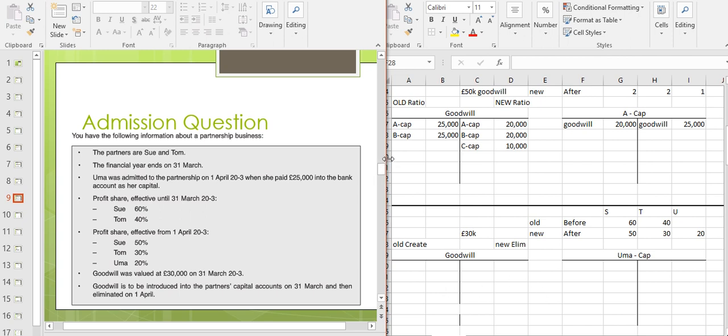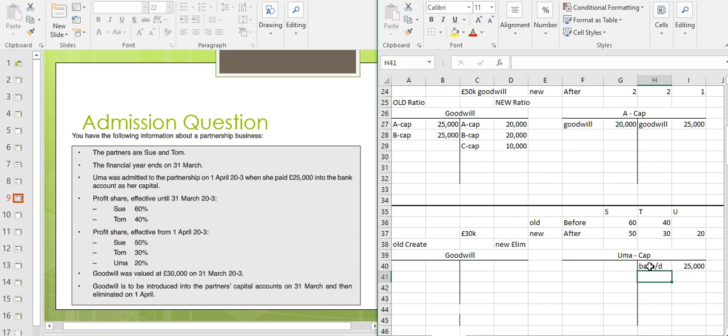Let's have a look. I'm just going to move that a little bit over there. Okay, so first thing I would do is I would put in the £25,000 that Uma brought in. Now you can do this as balance BD, or you can do it as bank. I'm going to do it as balance BD. Okay, so balance BD, she brought £25,000 in. That is your opening capital figure.